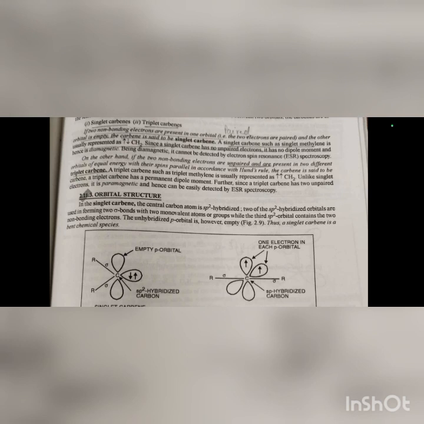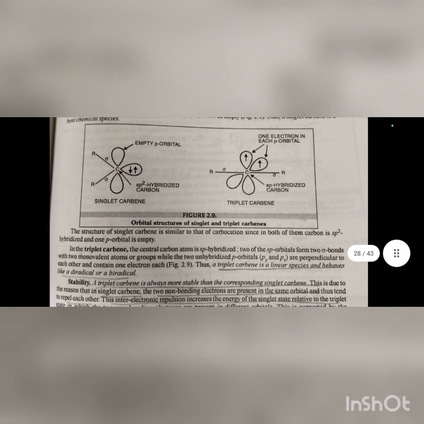The unhybridized p orbital is however empty, as will be shown in figure 2.9. Thus the singlet carbene is a bent chemical species. The structure of the singlet carbene is similar to that of the carbocation, since in both of them carbon is sp2 hybridized and one p orbital is empty.